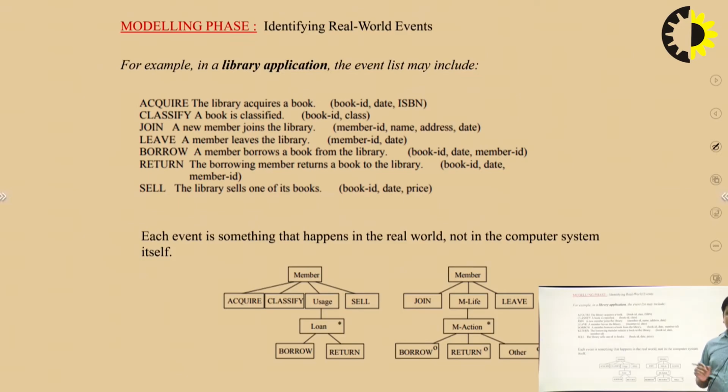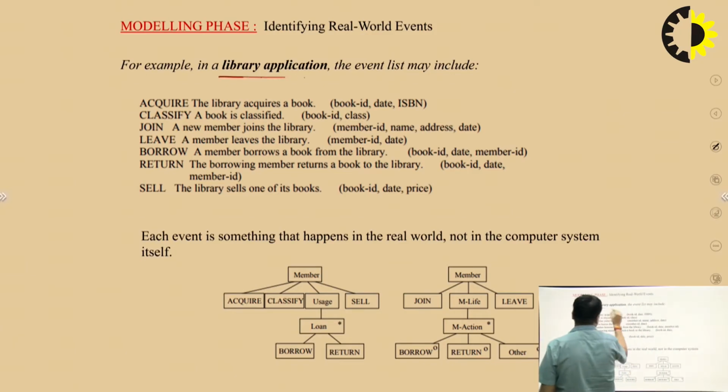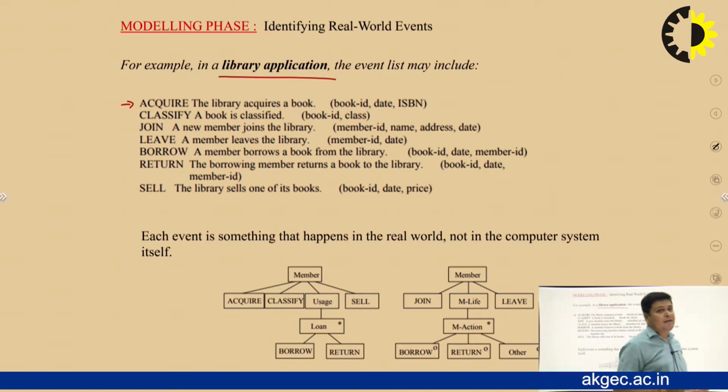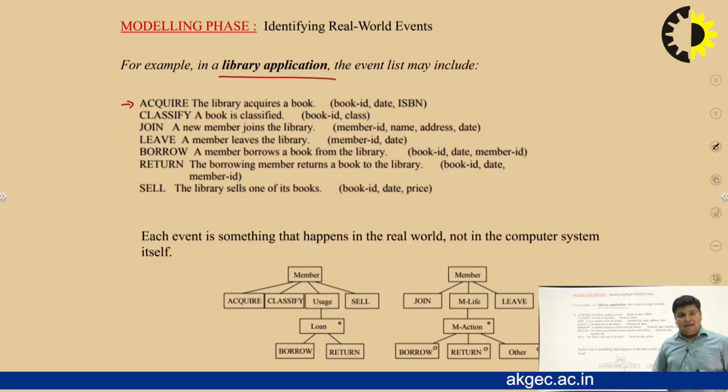This is a very good example of the modeling phase. Suppose we have a library application. Inside the library application, we have n number of events. One event is acquire. This event is responsible for acquiring the book, and while acquiring the book we require 2 or 3 attributes like book ID, date and book ISBN number.